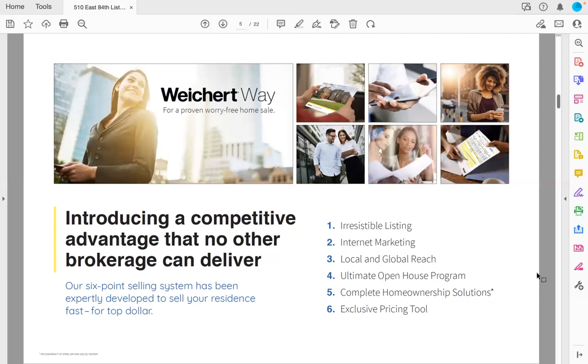So we also offer what we call complete home ownership solutions. It's our all-under-one-roof proposition, where we can provide any sort of ancillary service related to real estate to anyone who walks through the door. And we also have a great pricing tool to help us come up with the best price possible to, again, have the property sold quickly and for the best amount of money for you.